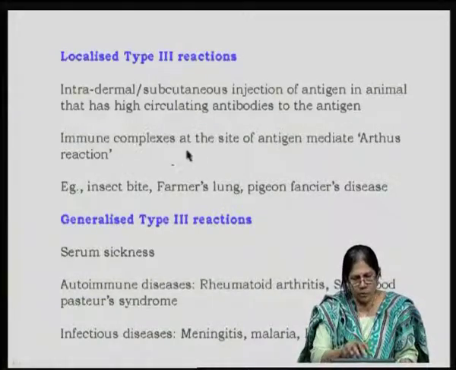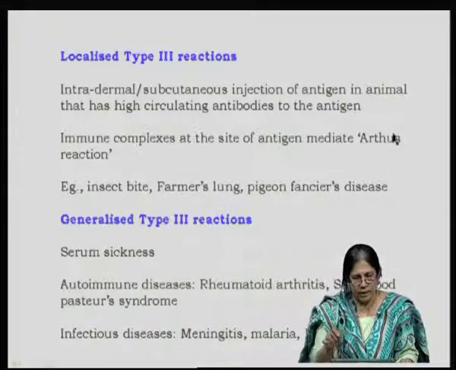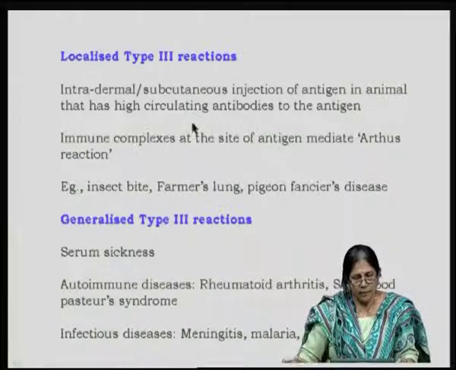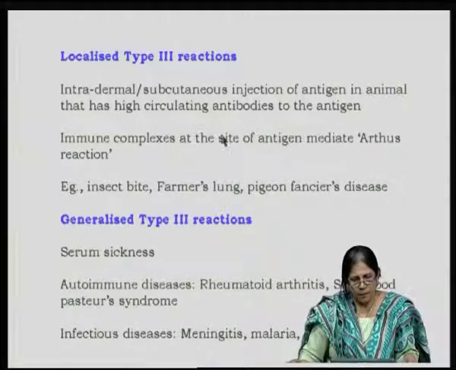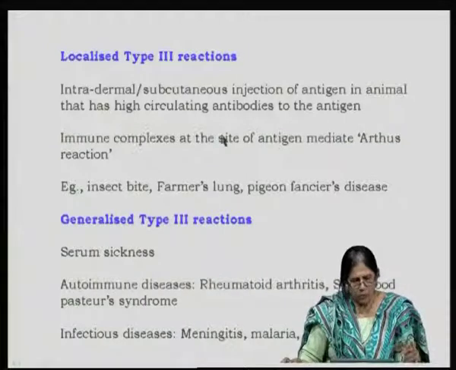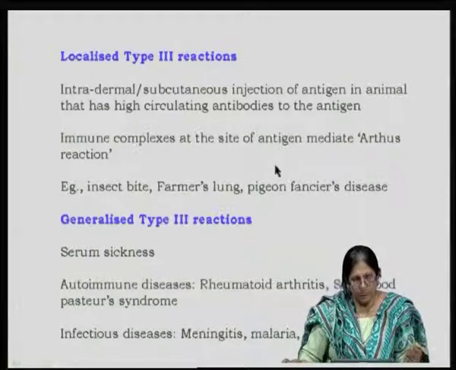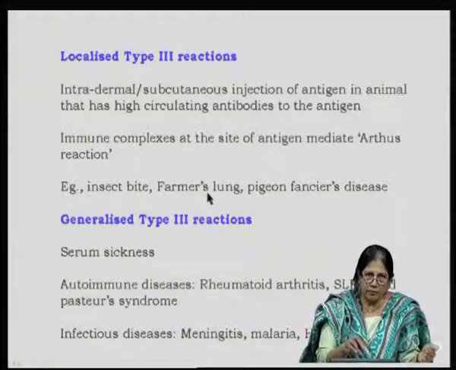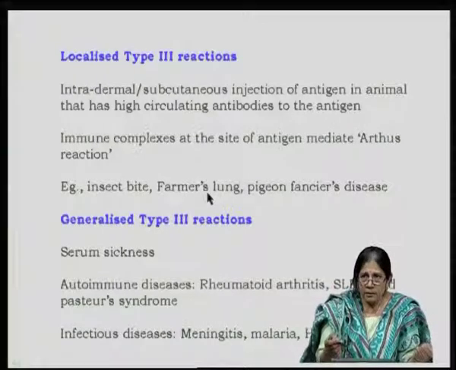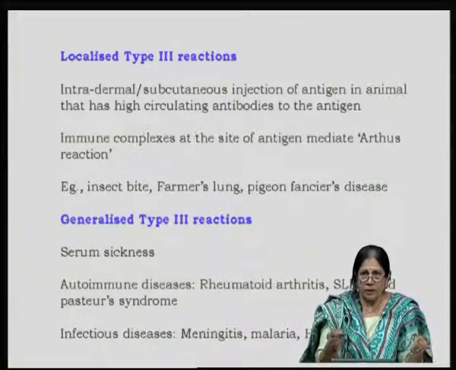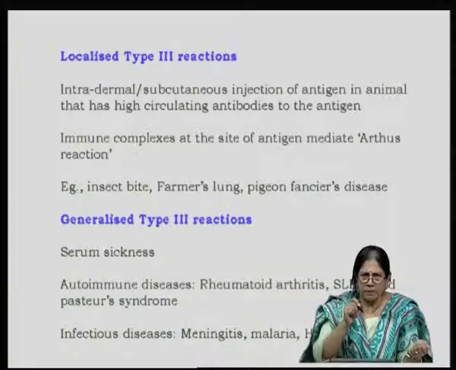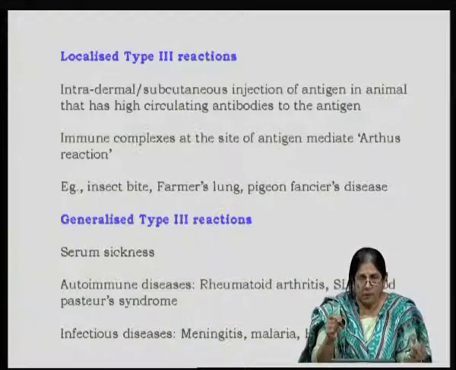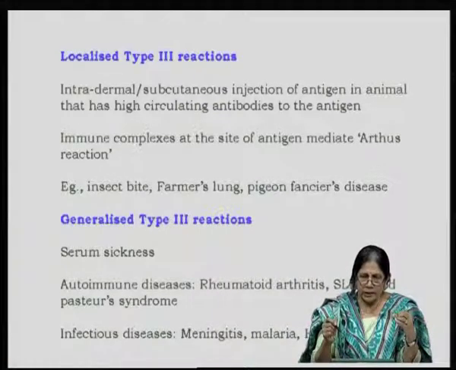Because of the presence of high circulating antibodies and deposition of the antigen at one site, like I said, intradermal or subcutaneous, immune complexes are formed. This kind of reaction is called Arthus reaction, and an example of this condition is an insect bite. Have you ever been bitten by an ant? Certain ants are able to evoke a small inflammation just around where the ant has bitten. Some of those that bite very hard actually do give much larger wheals.